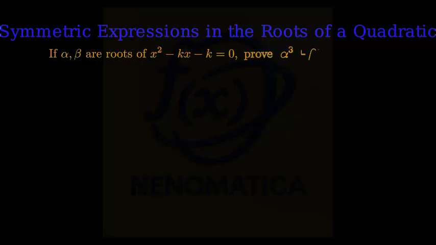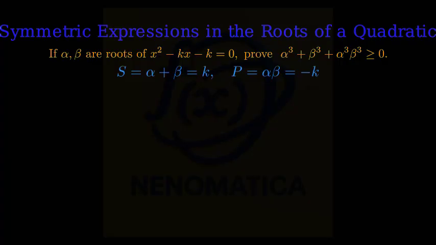Given that alpha and beta are the roots of the quadratic x squared minus kx minus k equals 0, show that alpha cubed plus beta cubed plus alpha cubed beta cubed is greater than or equal to 0. Step 1. From Vieta's formulas, we set s equal to alpha plus beta and p equal to alpha times beta. For our quadratic, s equals k, and p equals negative k.